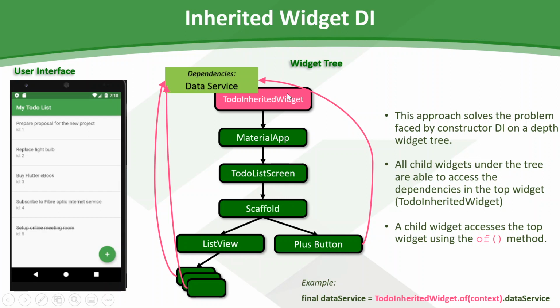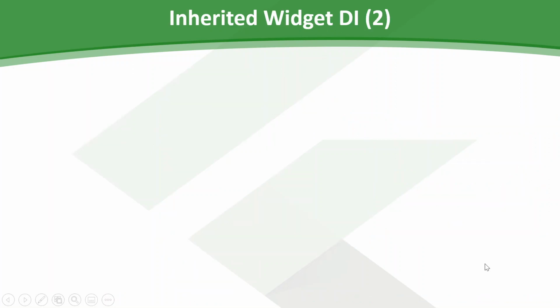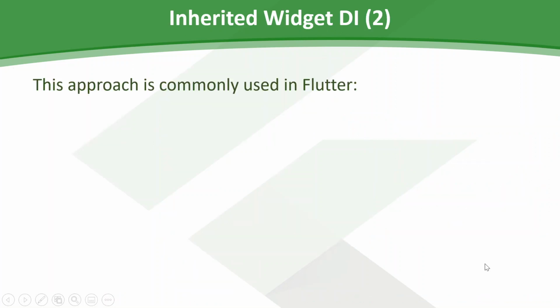I believe so. It will give you the first one. Okay, so once you get the object from here, now you can take advantage of what is inside the object. Like here we have dataService, assuming we have an attribute inside the ToDoInheritedWidget, we call dataService. I will be showing you the demo later, but let's take a look at some other notes regarding this approach.